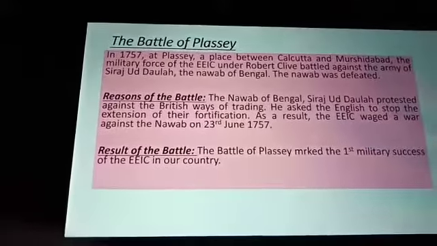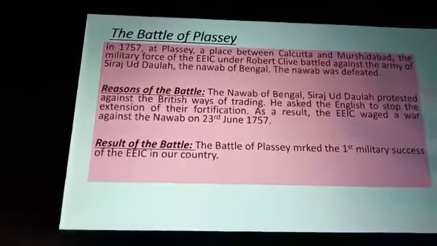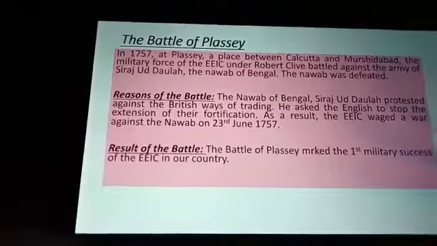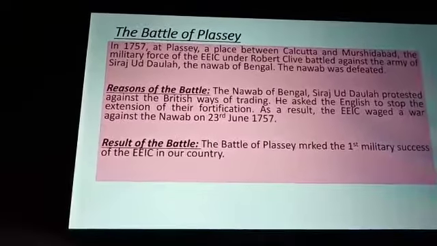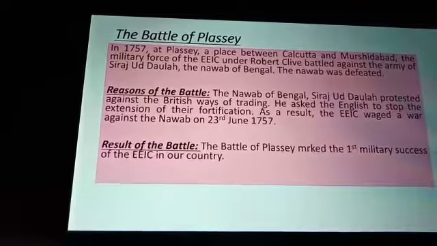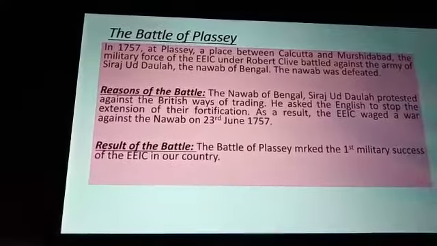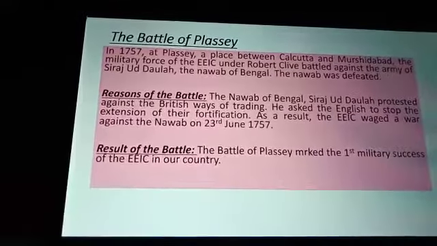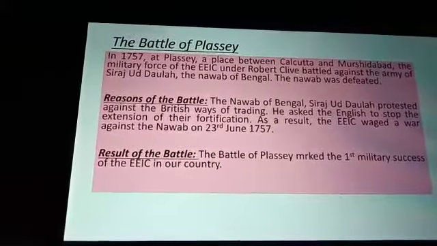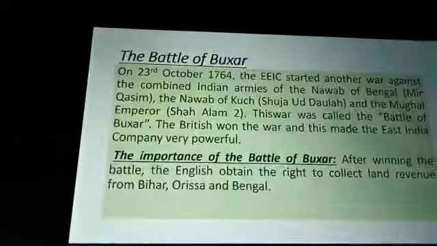The Nawab of Bengal, Siraj-ud-Dowlah, protested against the British ways of trading. He asked the English to stop the extension of their fortification. As a result, the EEIC waged a war against the Nawab on 23rd June 1757. Result of the battle. The Battle of Plassey marked the first military success of the EEIC in our country.